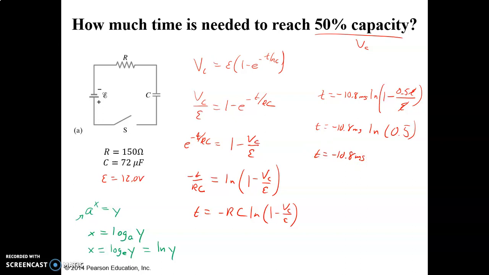Natural log of 1/2, you just plug that into your calculator. Let me double check that. Oh, I knew I'd pushed the wrong button. Okay, negative 0.6931, somewhere around there. So if I multiply that by negative 10.8 milliseconds, that gives you 7.486 milliseconds. So it takes right around 7.5 milliseconds to reach 6 volts, half of its capacity.